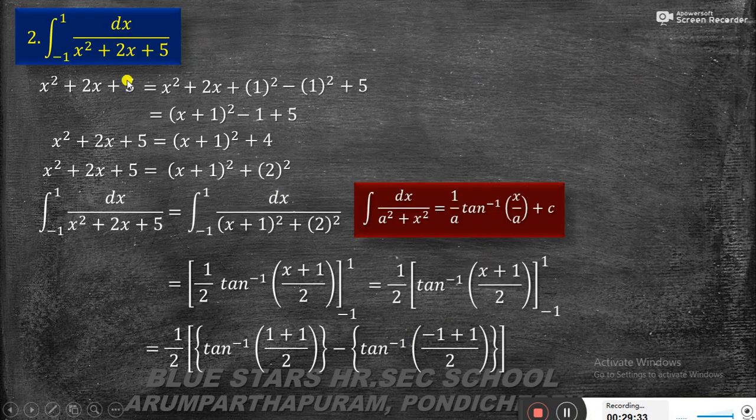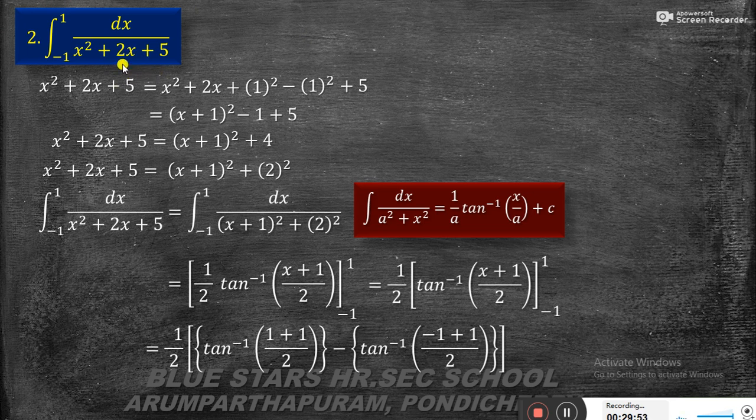You see the next, second problem. Here the subdivision is integral minus 1 to plus 1. This is the first problem, second subdivision: integral minus 1 to plus 1 dx by x square plus 2x plus 5.